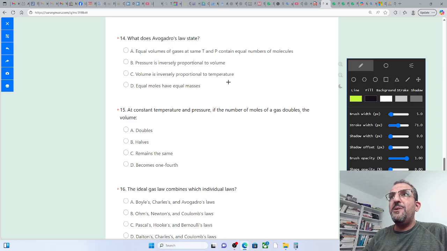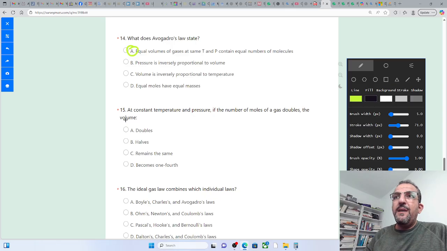Here we have pressure is inversely proportional to volume. We have volume is inversely proportional to temperature. We have equal moles have equal masses. So the right answer is A. So this is Avogadro's number. Okay, so equal volumes of gases at the same temperature and pressure contain equal number of molecules.